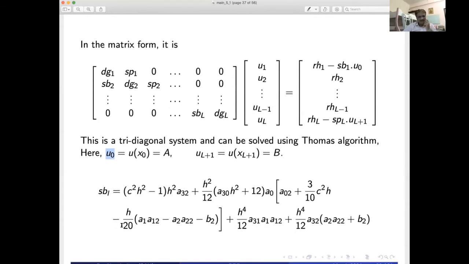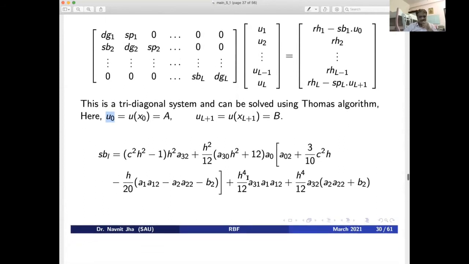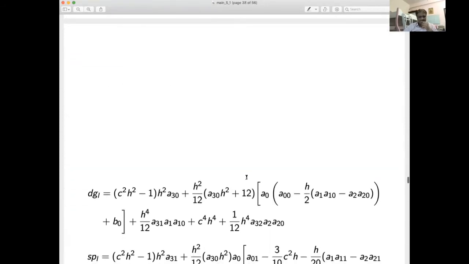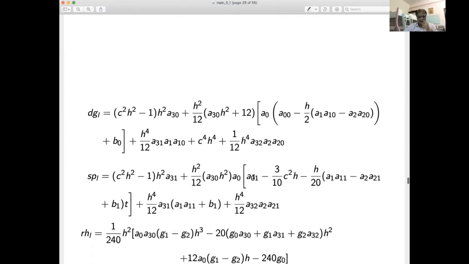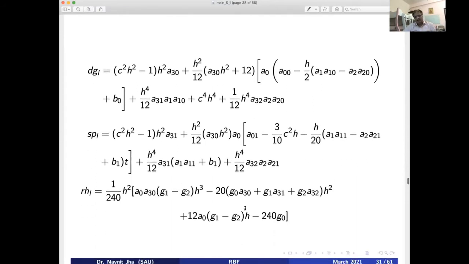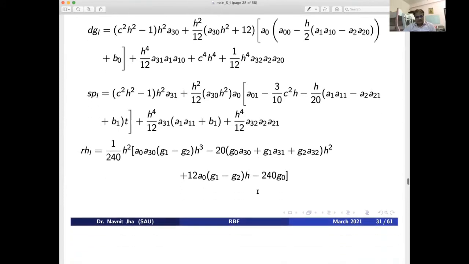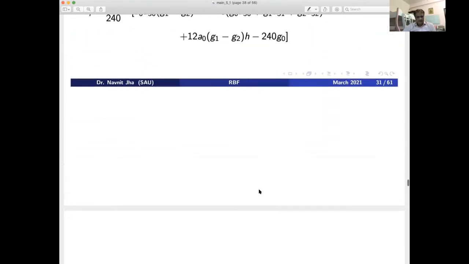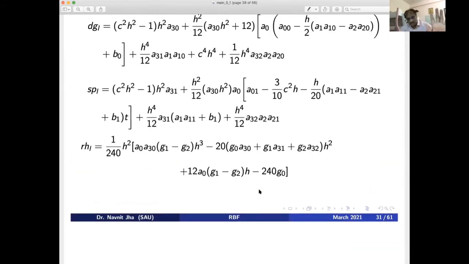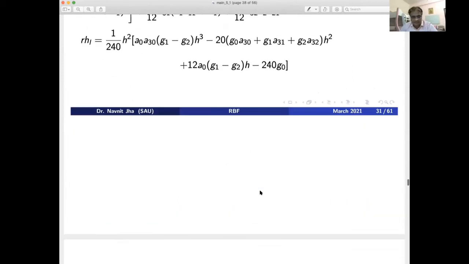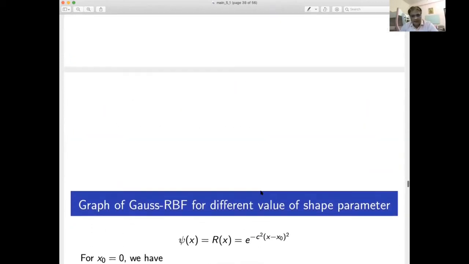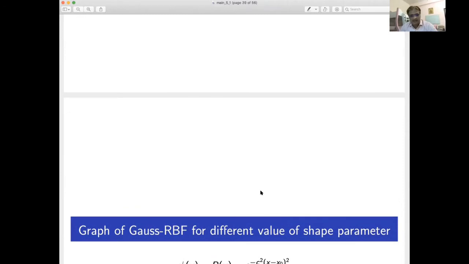And the detailed derivation of what this sub L is, DGL is this, sup L is this, RHL is this. This is the complete derivation of the linear equation. Actually, in this slide, I will discuss the nonlinear equation later on.